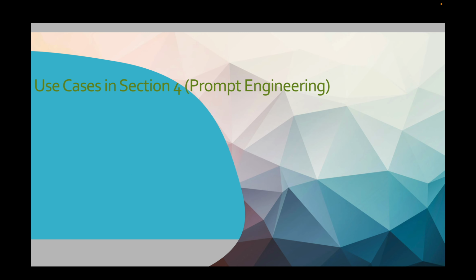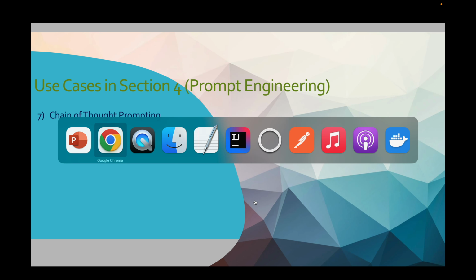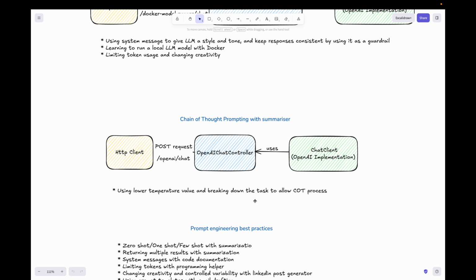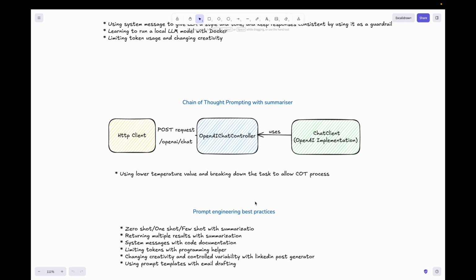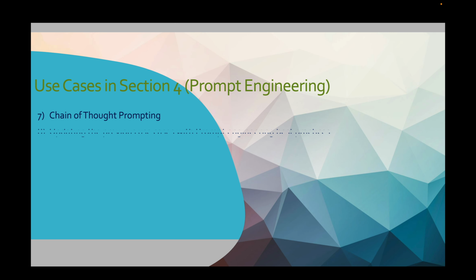Then in section 4, you will continue with practical use cases with prompt engineering. First, you will create a chain of thought prompting example, where you will use a lower temperature value to break down the tasks to allow the chain of thought process. So you will create another endpoint to use the OpenAI implementation and to apply chain of thought prompting with the summarizer in this use case. Then in this section, you will update the previous use cases with prompt engineering best practices.